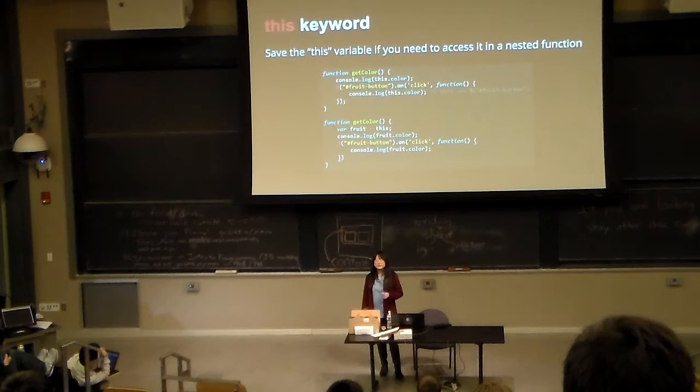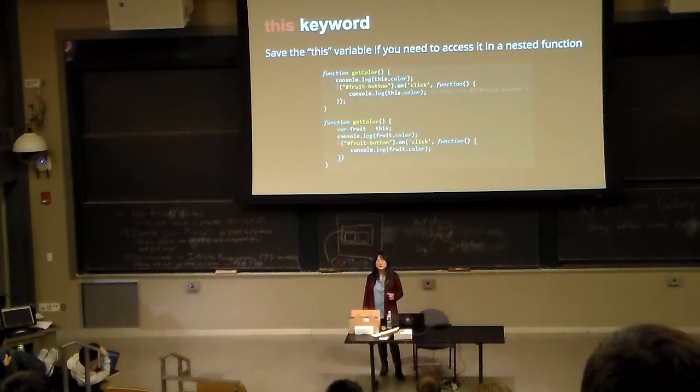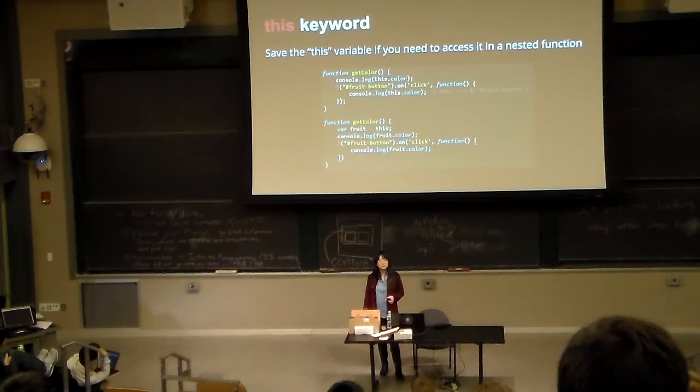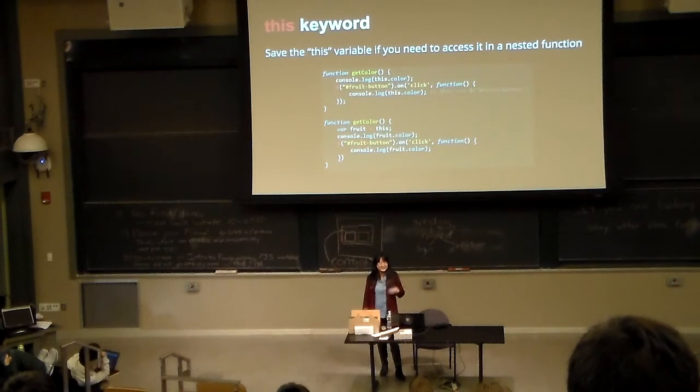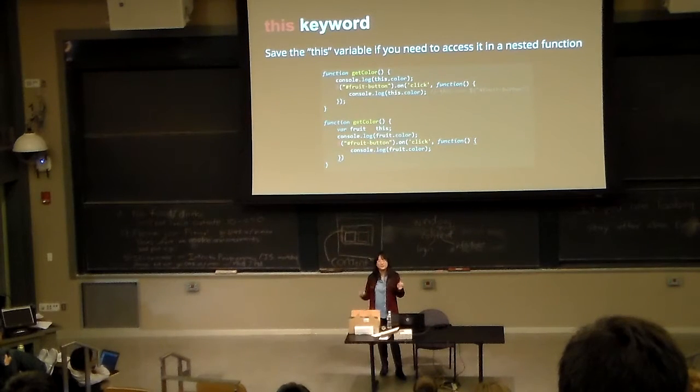So this, because it's a special word in JavaScript, it's going to change. But if you save it to fruit, fruit is a variable that you define, so that's not going to change. So if you console.log fruit.color outside of this event listener, it's going to print out the fruit's color. If you console.log fruit.color inside of the callback function, it'll still print out the same fruit color. So a lot of times in examples or tutorials, it'll say to save this to that, and that's just another way to refer to it.